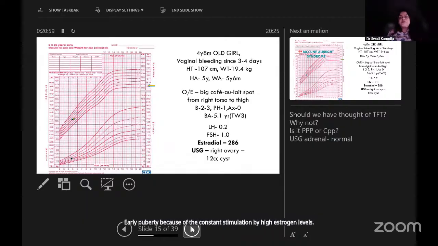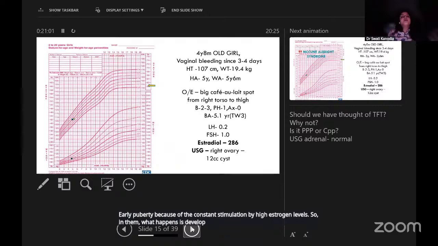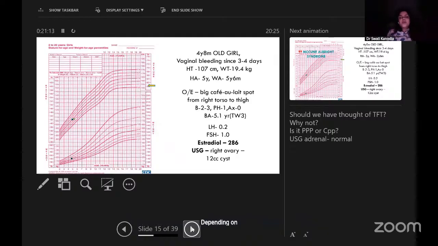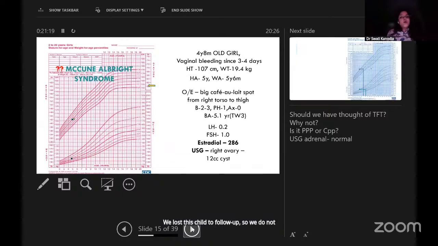So in them, what happens is the cyst develops, the child's estrogen levels rise, the cyst ruptures, the child has bleeding like a period, and it resolves by itself. And it can happen once in months or once a year, depending on what the genetic variation is. We lost this child to follow up, so we do not know exactly what the diagnosis was.